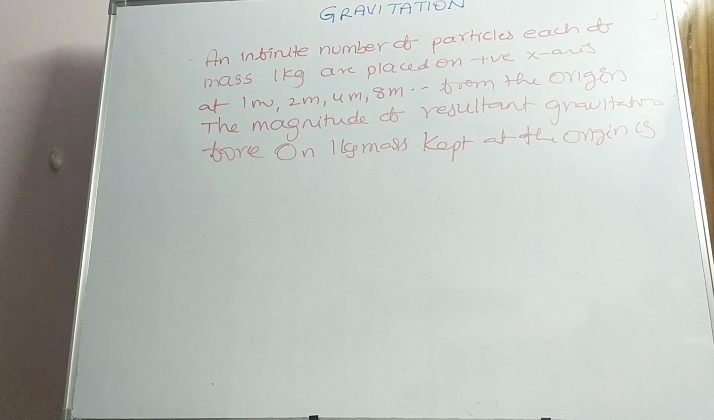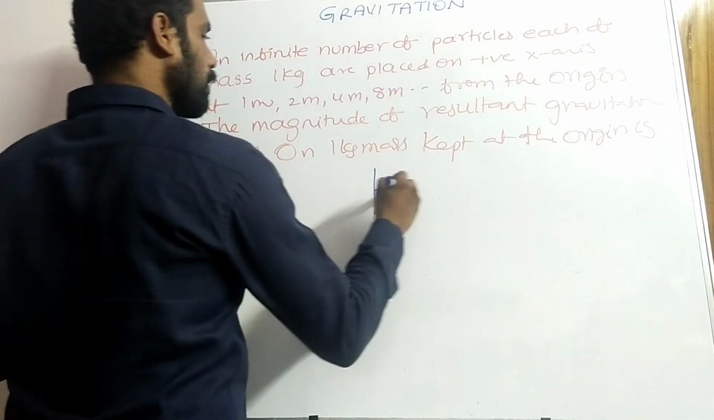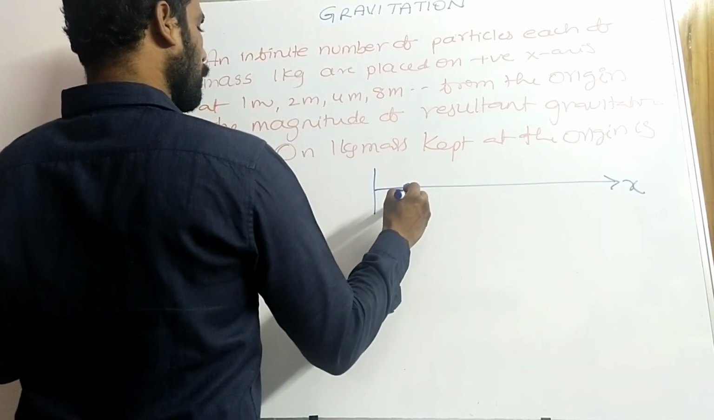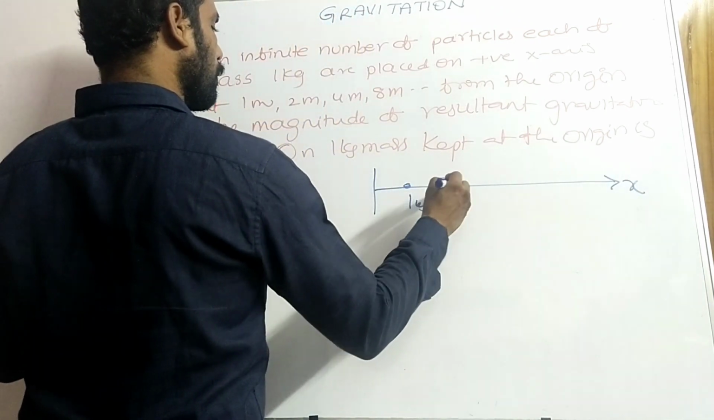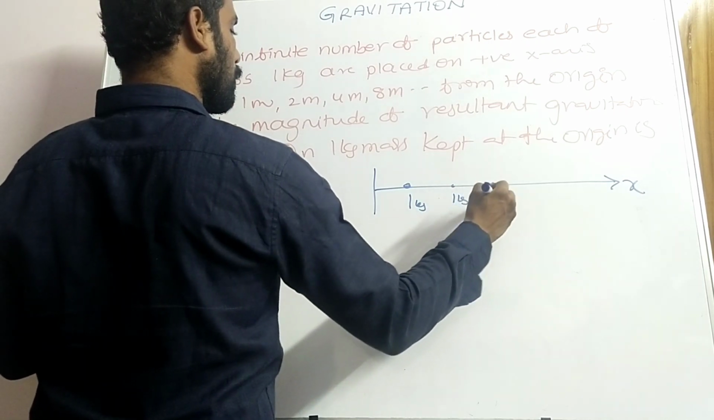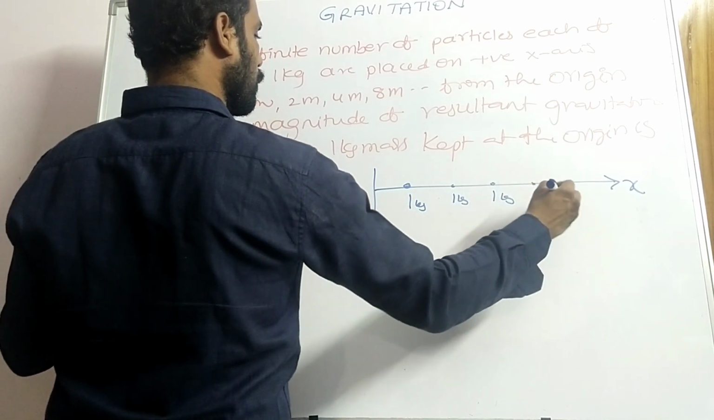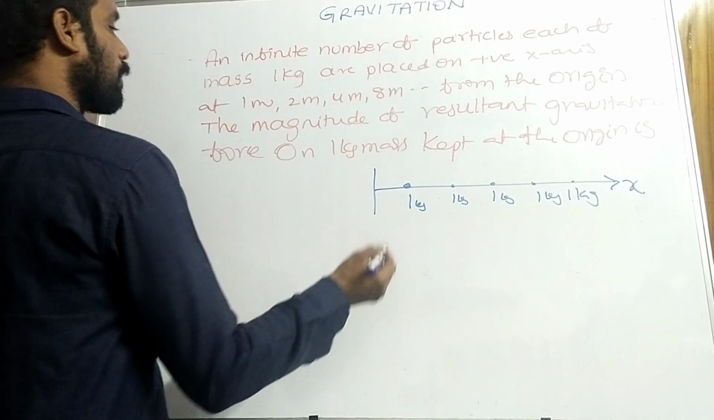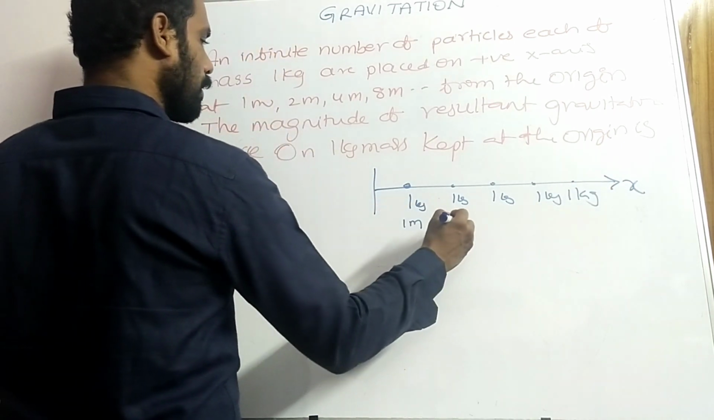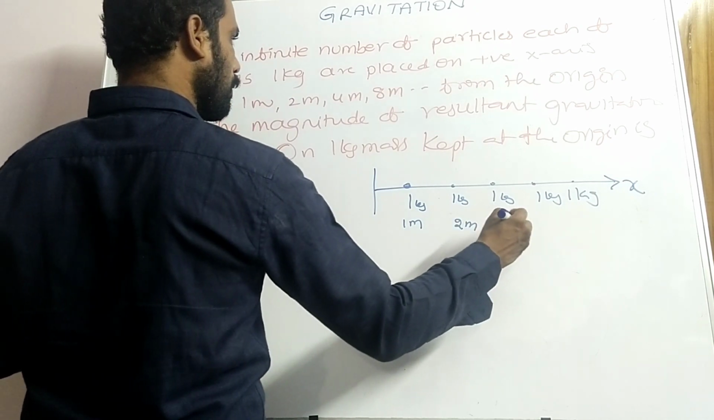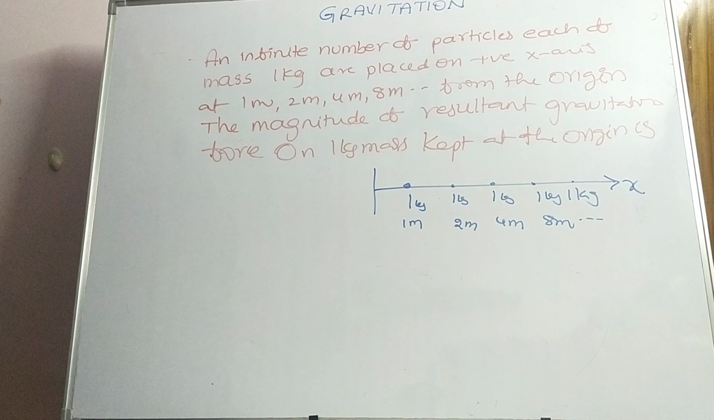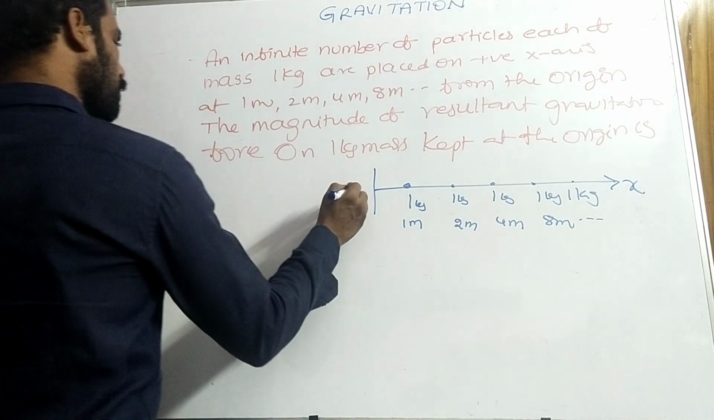Now, an infinite number of particles, each of mass 1 kg, are placed on the positive x-axis. See here, this is the x-axis. Here 1 kg mass, 1 kg mass, 1 kg mass, 1 kg mass, at a distance of 1 meter, 2 meter, 4 meter, 8 meter, and so on. Okay, this is the origin.